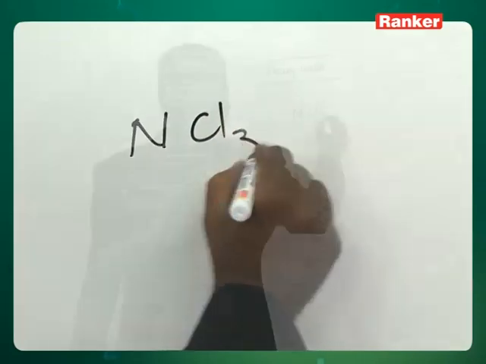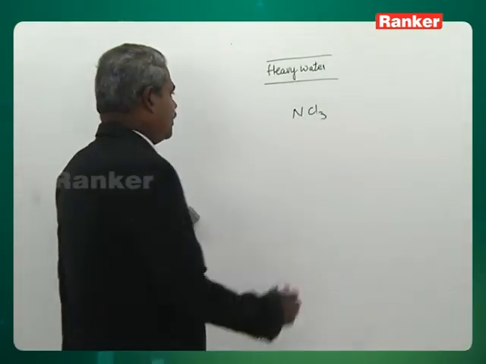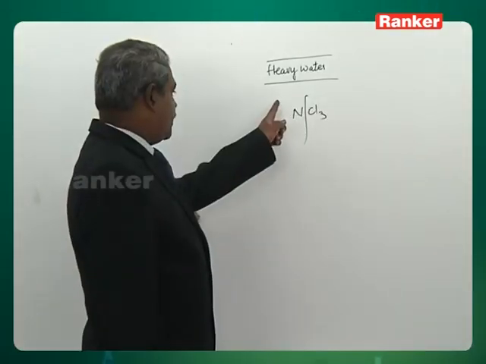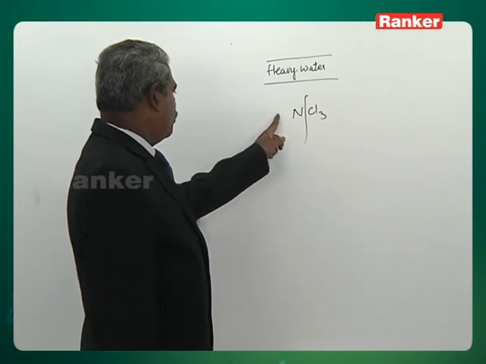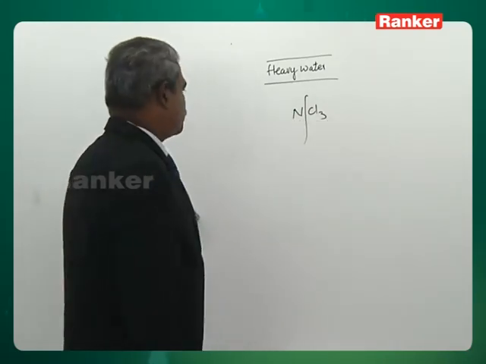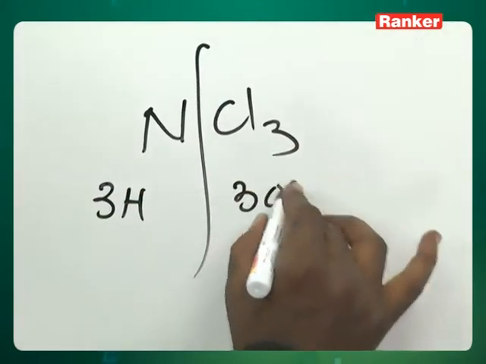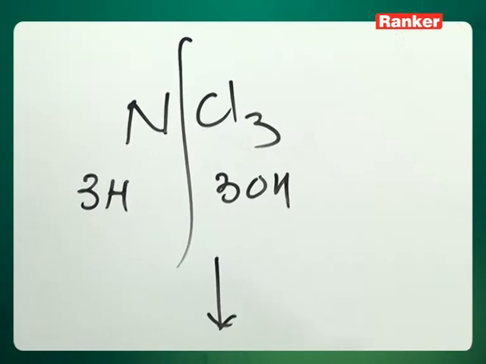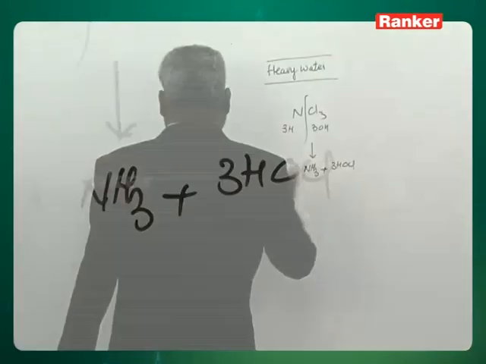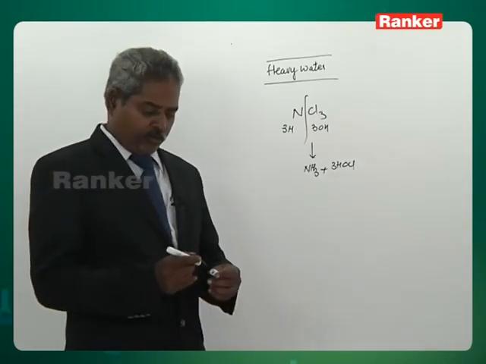B2H6 gives boric acid and hydrogen. Carefully, NCl3. Break the bond. Who is plus, who is minus? Nitrogen is more electronegative than chlorine. FONCl, chlorine is next to nitrogen. Therefore, H here, 3H, 3OH. You get NH3, 3HOCl.